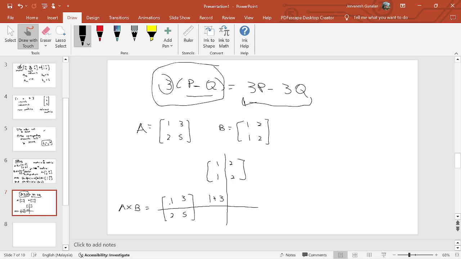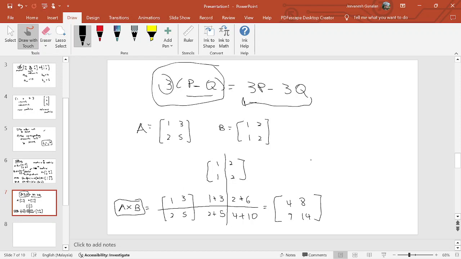2 times 1, so you'll get 2. 2 times 3, you will get 6, so plus 6. Same goes here: 1 times 2, 2, plus 1 times 5, you get 5. Here 2 times 2, you'll get 4, plus 2 times 5, which is 10. So if I do this, you'll get 1 plus 3, 4, 8, 7, and 14. So this is the multiplication of two matrices.